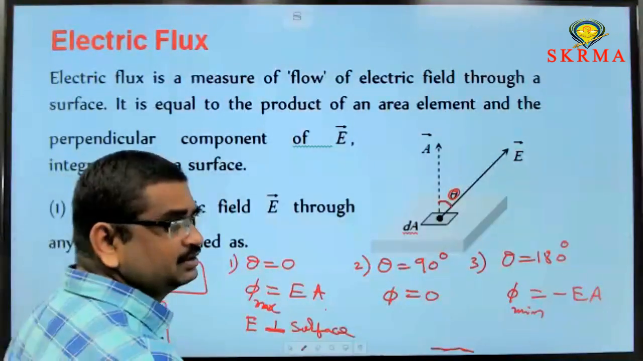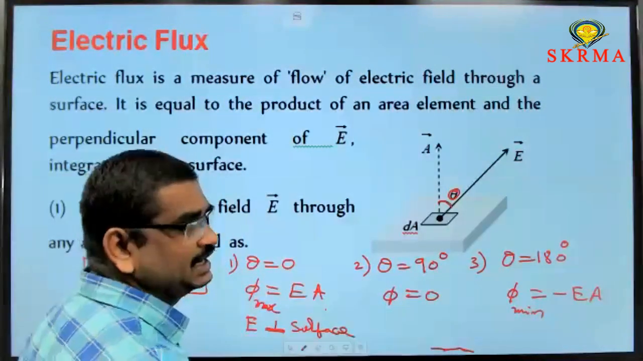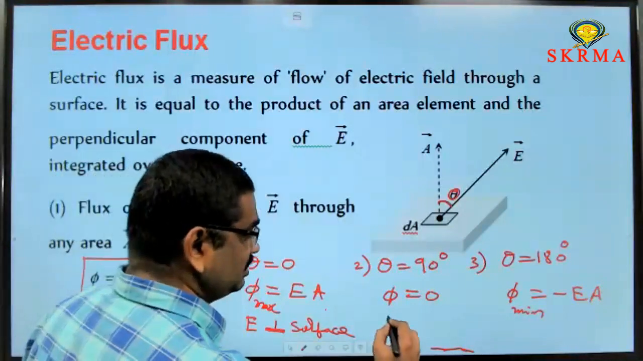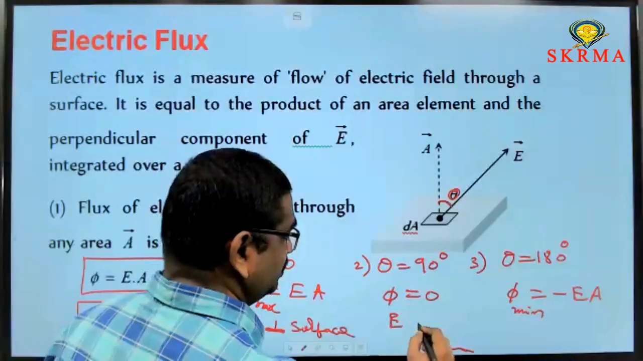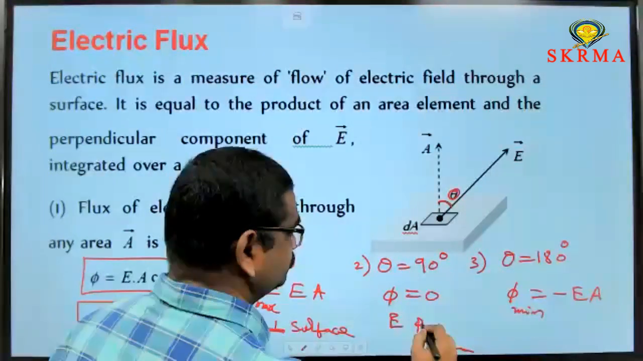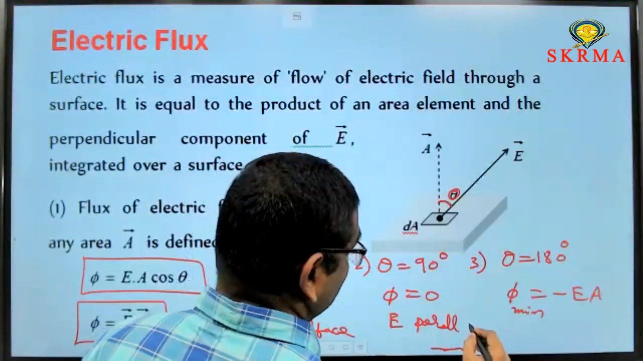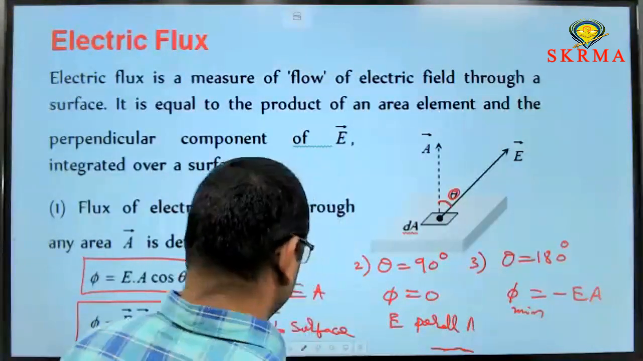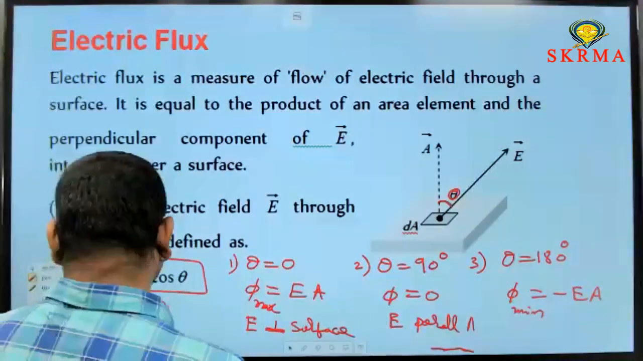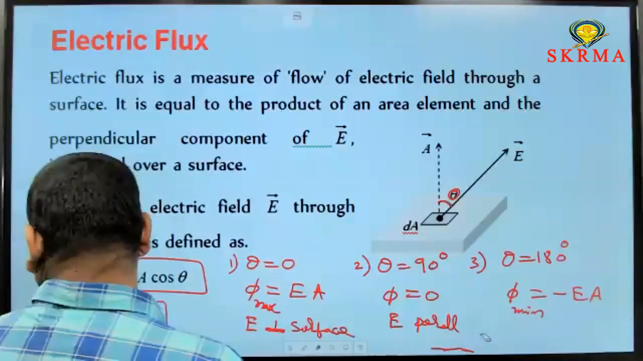Next, here theta is 90, or we can say that E is parallel to the area vector or parallel to the surface. E is parallel to the surface.